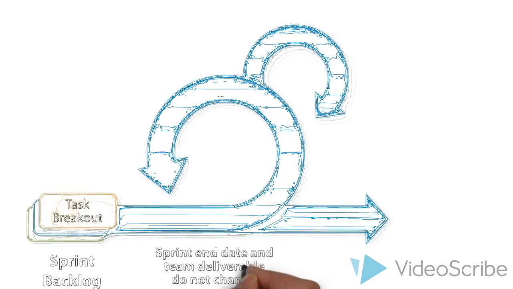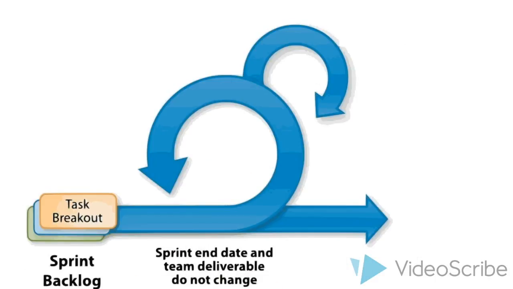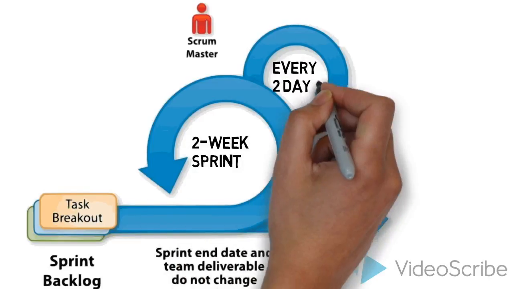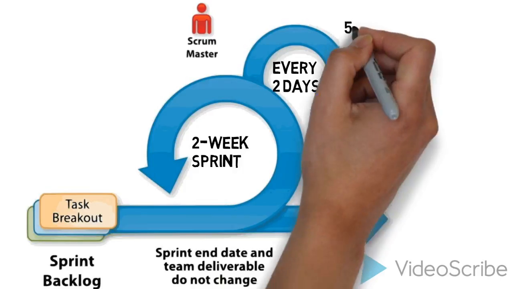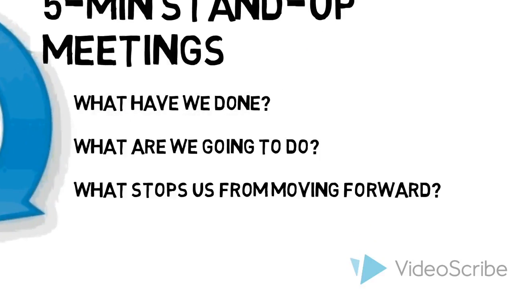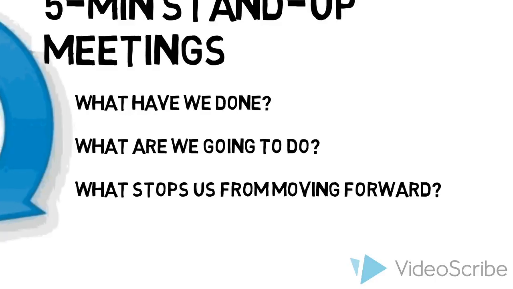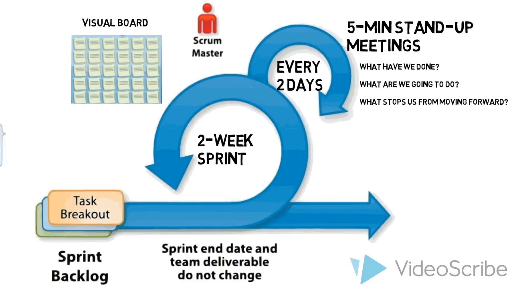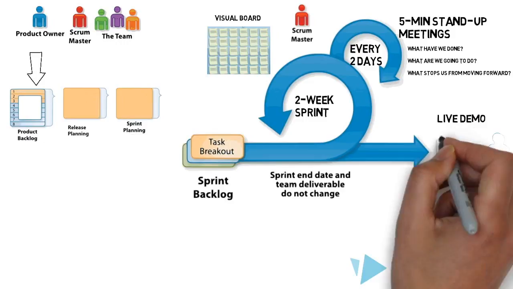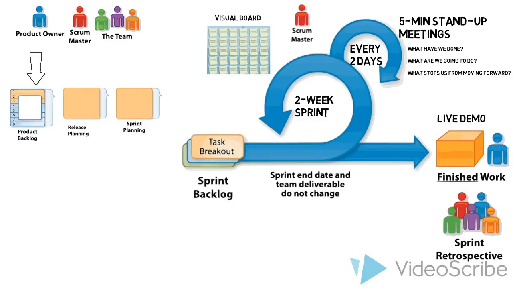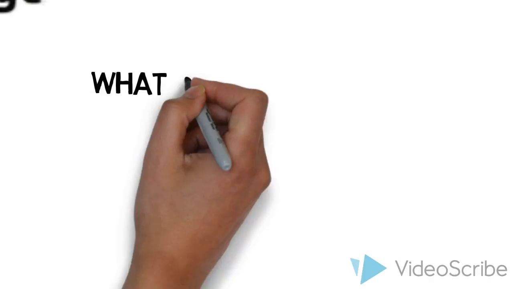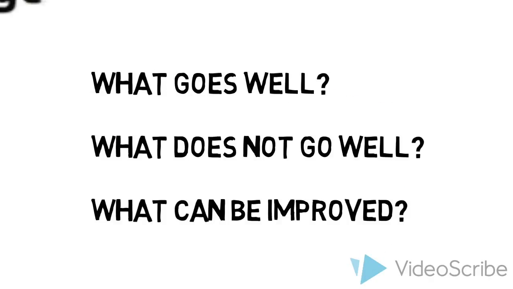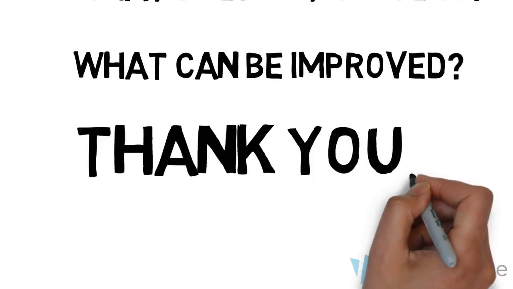Each sprint starts with planning of detailed tasks and acceptance criteria. The Scrum Master drives the execution of plan and agile practices. Sprint is every 2 weeks, and stand-up meetings are held every 2 days to discuss what have we done, what are we going to do, what stops us from moving forward using the visual board. At the end of each sprint, the team conducts live demo, sprint review, sprint retrospective to discuss what goes well, what does not go well, and what can be improved, and more importantly, to give thanks.